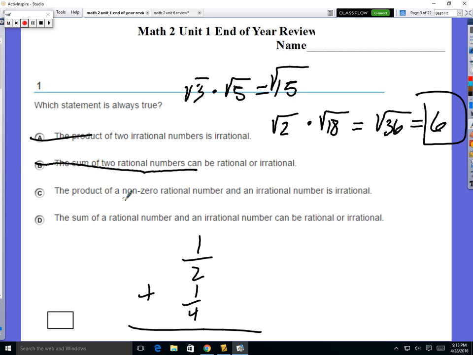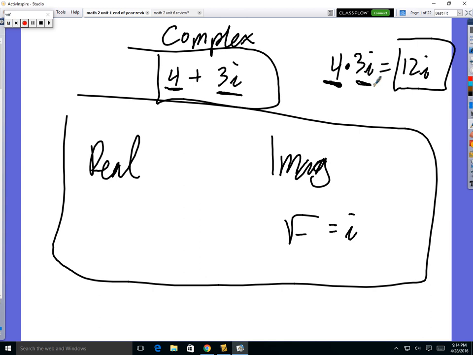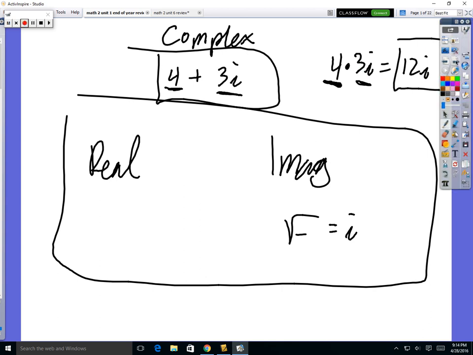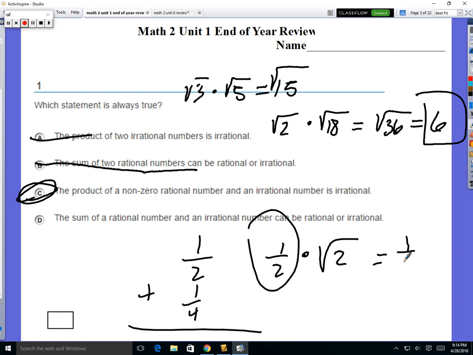So C, the product of a non-zero rational and an irrational is going to be irrational. And this is it right here. So choose any rational number. So if we choose 1 half and we times it by any square root, it is just like we did earlier. If we take a real and we times it by an imaginary, your answer is just going to be imaginary. So if you take a good one and you times it by a bad one, your result is going to be 1 half square root of 2. It's always going to have this irrational part.